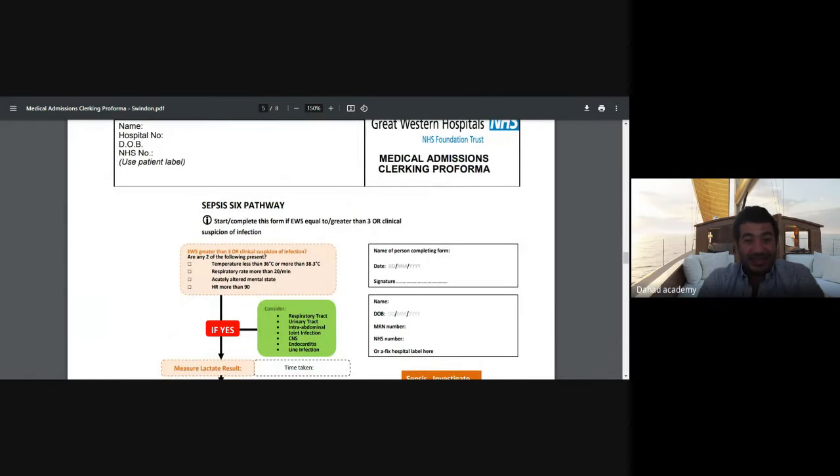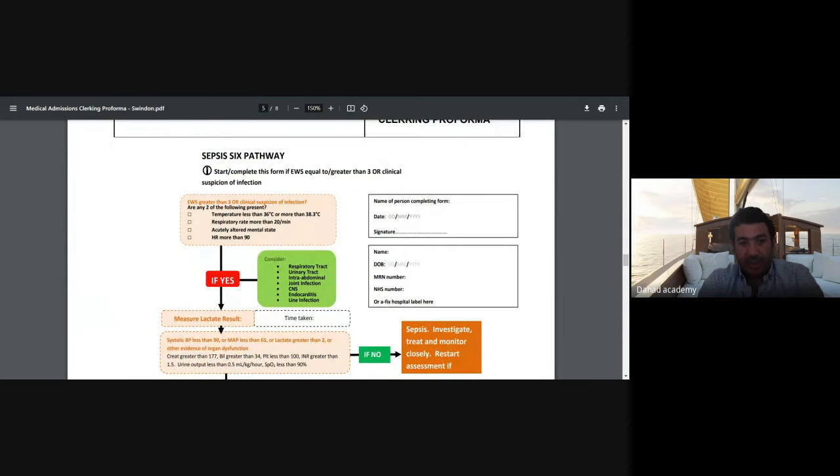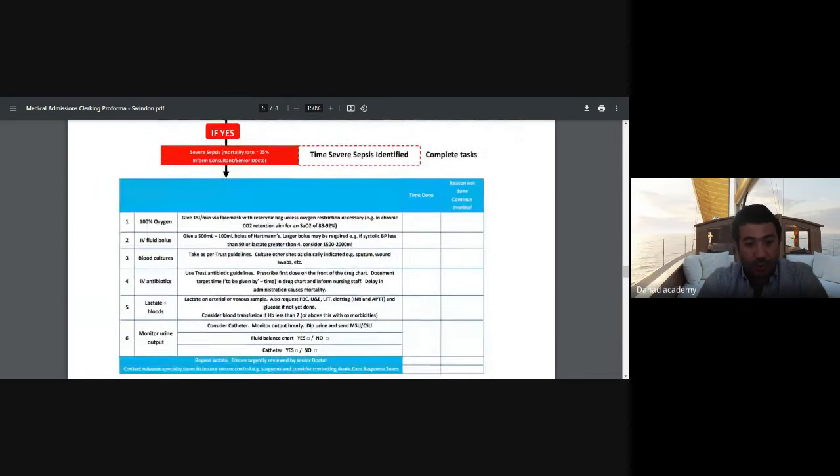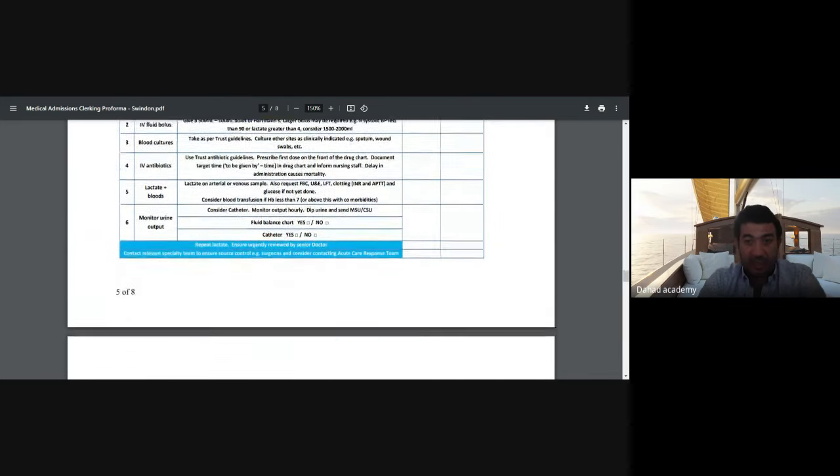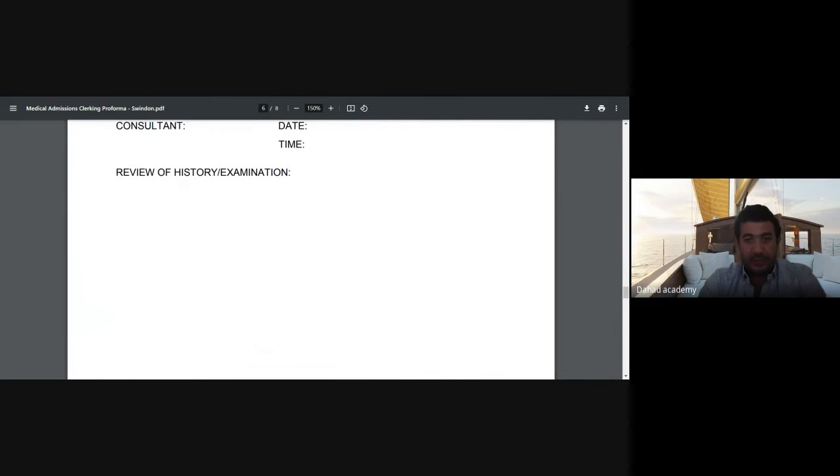There is a sepsis 6 pathway. You'll find it everywhere in the hospital. If the patient has a temperature less than 36 or more than 38.3, if the respiratory rate is more than 20, if the patient is acutely altered in mental state, like he is delirious, or the heart rate is more than 90, so it's called sepsis. So the patient will need to go through a specific protocol, and we can discuss it later on when we come to it. All right, good.